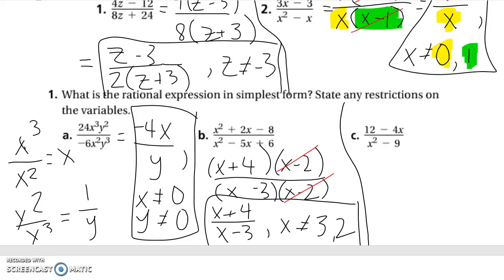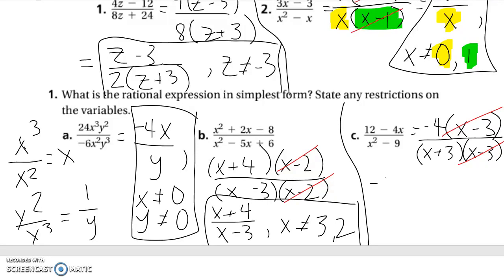For part C, I'm going to factor out a negative 4 so that I can have a positive x, so I'm left with negative 4 times x minus 3. And the denominator is a difference of squares, which factors as x plus 3 times x minus 3. The x minus 3 factors cancel, and we're left with negative 4 divided by x plus 3. The restrictions on the domain would be negative 3 and positive 3.